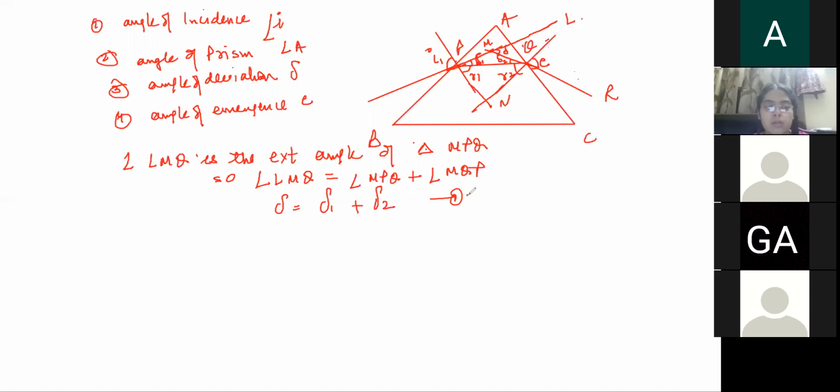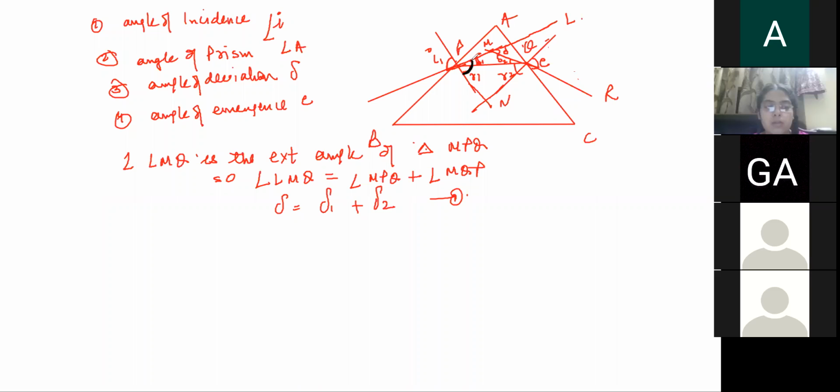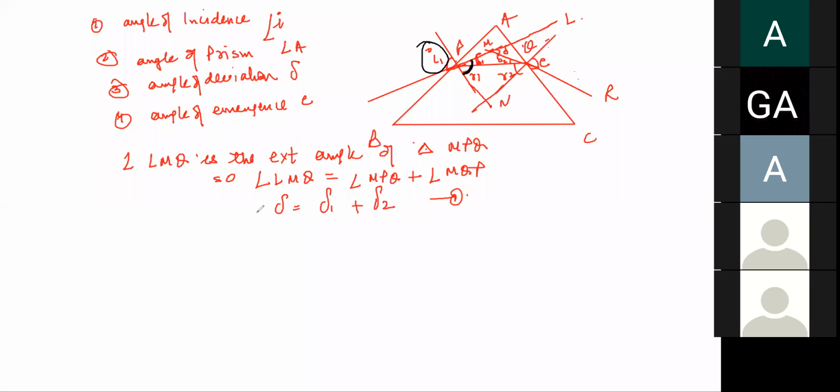So, first equation. Angle MPN is delta 1 plus R1, and angle MPN is I1. What is angle MPN? Tell me, children. Very carefully here. This is angle I1, this whole angle will be equal to I1. Look at angle MPQ. Write down like this, children. At the first surface AB, I1 equals delta 1 plus R1.